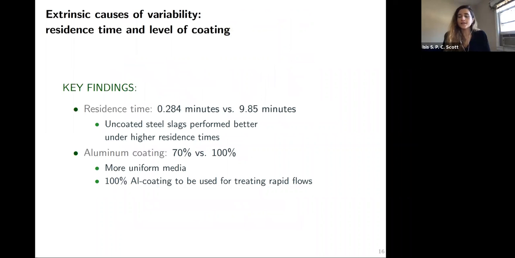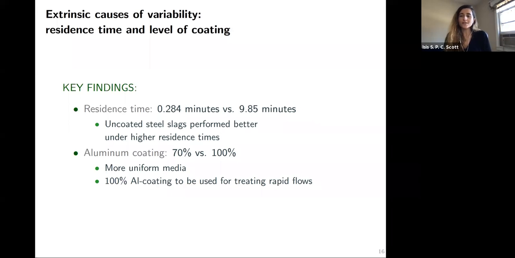Okay, and then we started to analyze what are the potential causes for this variability. The extrinsic causes of variability that we evaluated included residence time and the level of coating. Our findings are summarized in here, and essentially what we saw was that for uncoated steel slags, those slags performed better under the higher residence times.